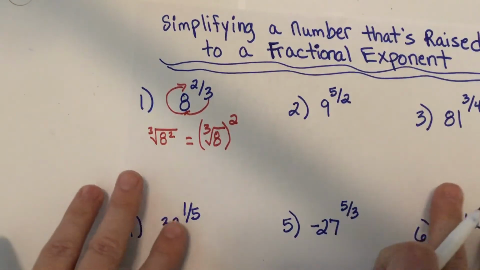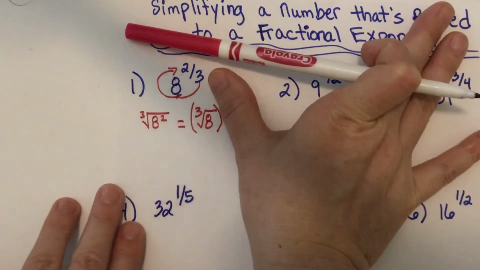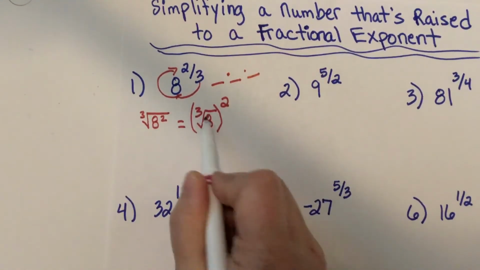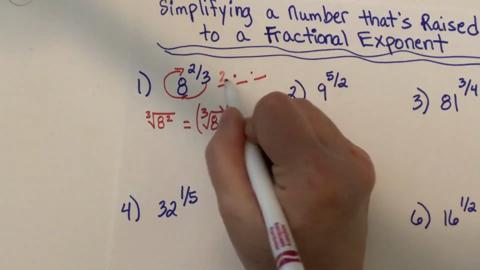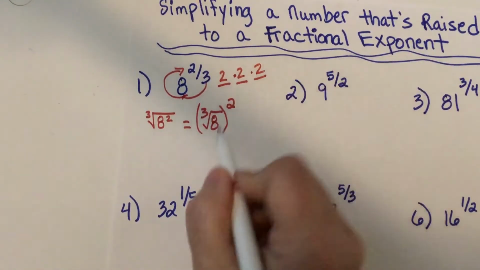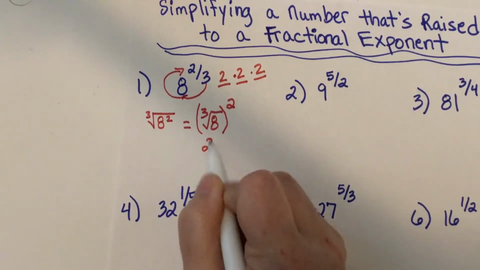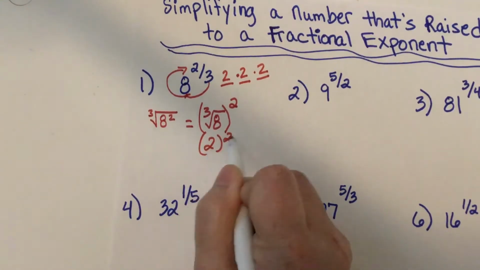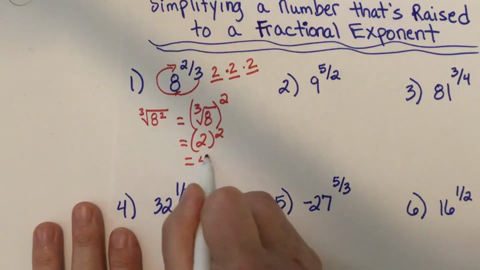Okay, so first I want to do cubed root of 8. So I'm trying to figure out what times what times what makes an 8. 2. 2 times 2 times 2 is 8. So the cubed root of 8 is 2, and then I want to raise that to the second power. And what's 2 to the second power? 4. And that's my answer, and I'm done.